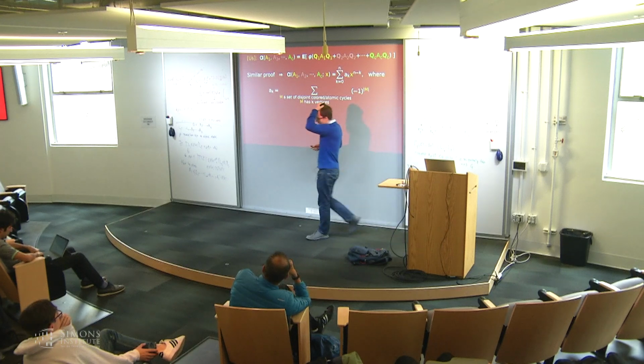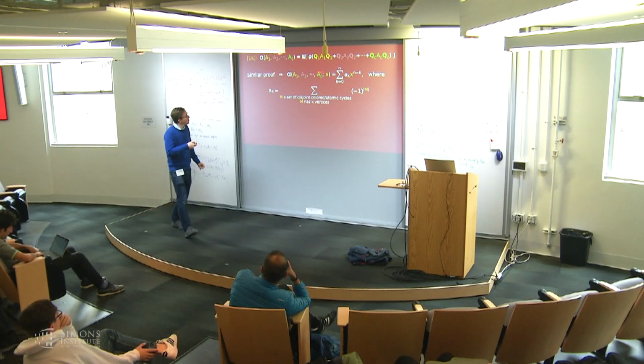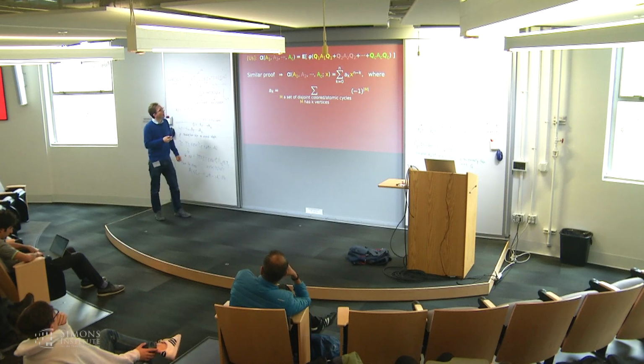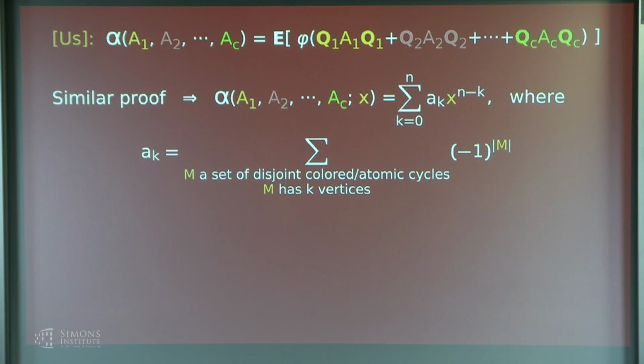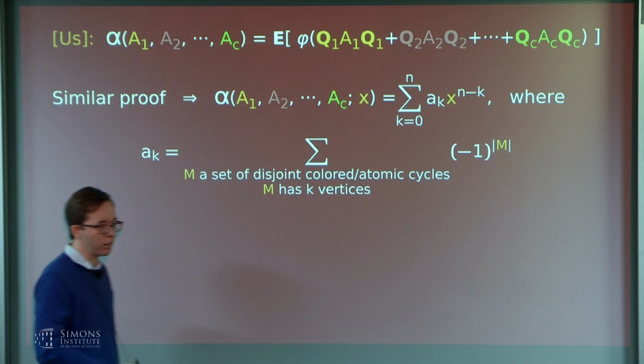Okay, so you can do a similar thing. Now we have to understand this expected characteristic polynomial of this object. You can do a similar argument, and you get a formula for the coefficients of this additive characteristic polynomial. It looks kind of the same. Basically the kth coefficient counts the number of collections of disjoint cycles with k total vertices, where each cycle has to appear in one of the atoms. Okay, so disjoint colored cycles, as we call them.